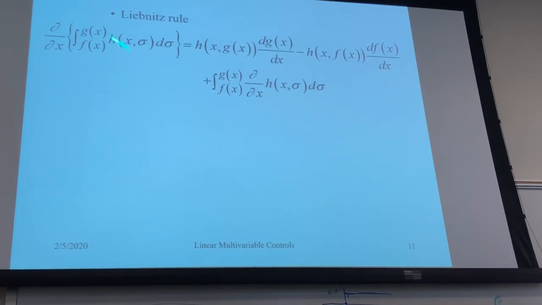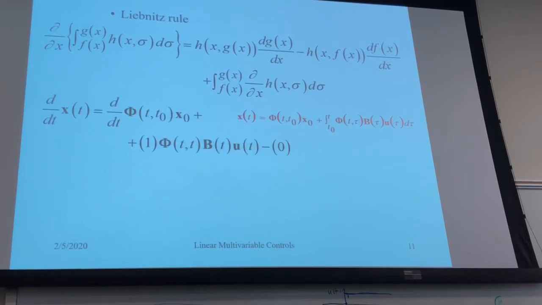Say for example, you have function f here, function g here. So you take partial x in here and you integrate with σ. So you end up with h times dg/dx, and minus h, keep h unchanged, then df/dx. Then plus, keep this at g and f, then do a partial inside. So that's the Leibniz rule.